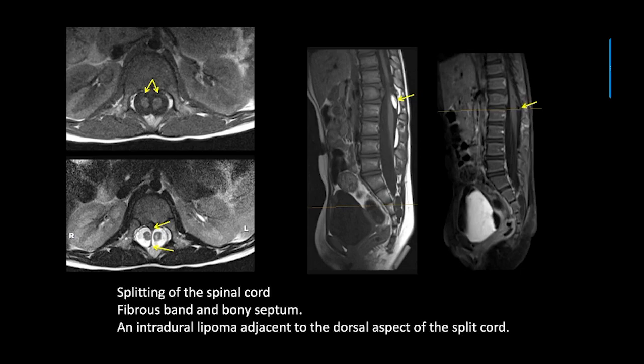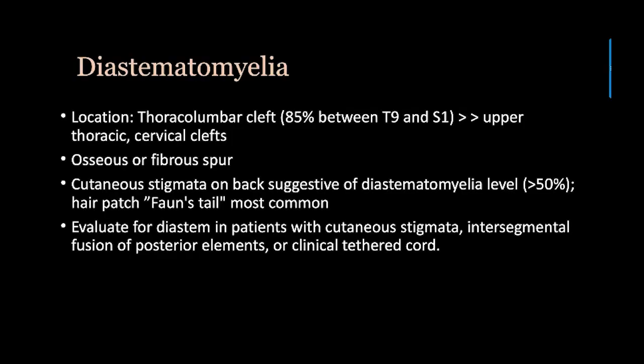We usually can easily make that distinction on CT if it is necessary before the surgery, but regardless, there is usually a fibrous or bony septum in between the two parts of the cord. And we also have an intradural lipoma adjacent to the dorsal aspect of the split cord, as you see on the sagittal images. This is a case of diastematomyelia.